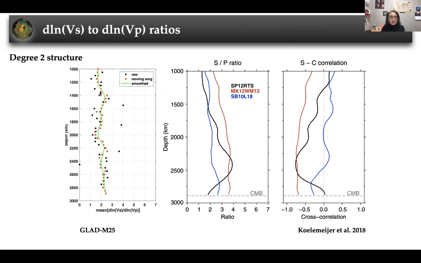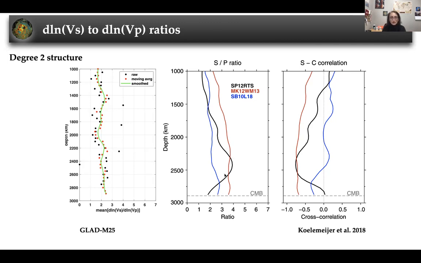So this is a comparison, taking the average degree 2 structure of GLAD M25. These are from the S to P ratio from Paula Kuhlmeier. The black one is their model. The blue one is a model from another normal mode study, and the red one is from a body wave study. Kuhlmeier's model uses both data sets.